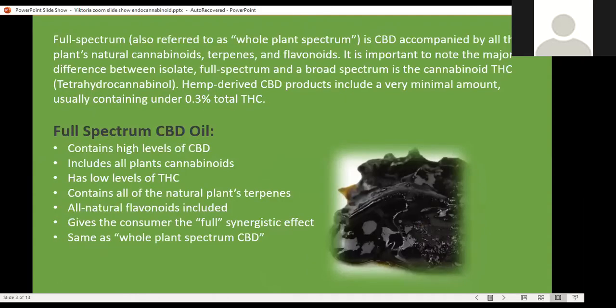Full spectrum is also referred to as whole plant spectrum. It's CBD accompanied by all the plant's natural cannabinoids, terpenes, and flavonoids. It is important to note that the major difference between isolate, full spectrum, and broad spectrum is the cannabinoid THC. Full spectrum contains high levels of CBD. It includes all the cannabinoids. It has low levels of THC. It contains all of the plant's natural terpenes, all of the flavonoids, and it gives the consumer the full synergistic effect.